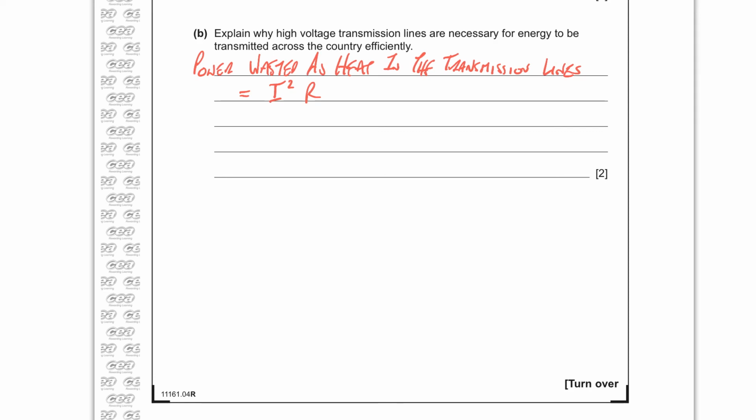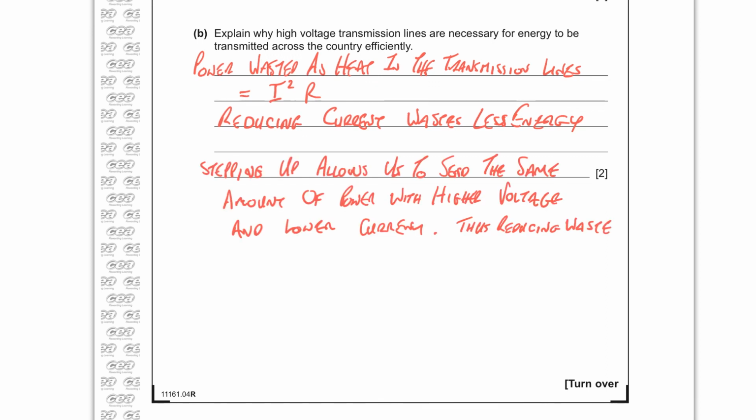So if you could reduce current, then you should waste less energy. And so the idea is that you can send the same amount of power with a higher voltage and lower current. So stepping up allows us to send the same amount of power but with higher voltage and lower current, and that reduces the waste.